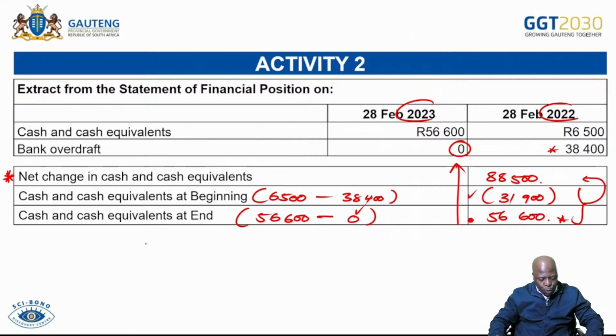So this is what normally is tested. The examiner can test you with the bank overdraft at the beginning, or at the end. You just have to know that when I'm doing cash and cash equivalents, I must always open my brackets.